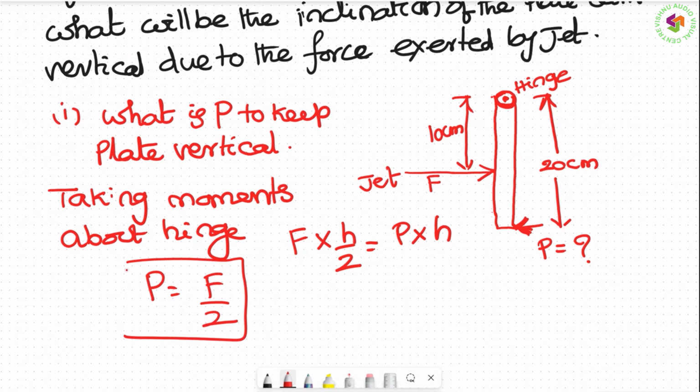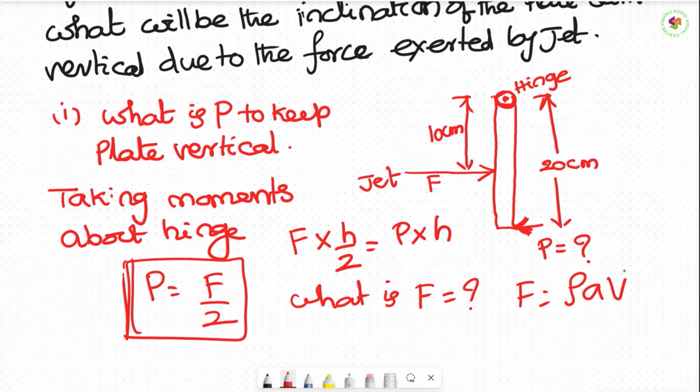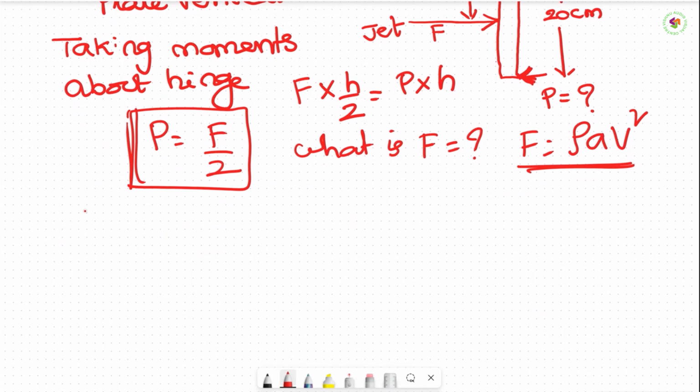This is the first thing you should understand in such type of cases. Then what is F? If the plate is kept vertical, F is equal to rho A V square. This is the first formula that we have learned. Therefore, what is P for us? It is rho A V square by 2.